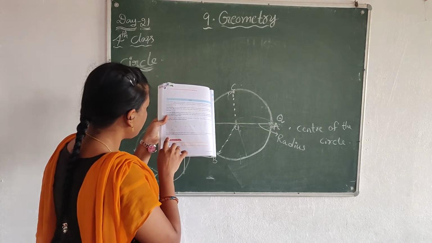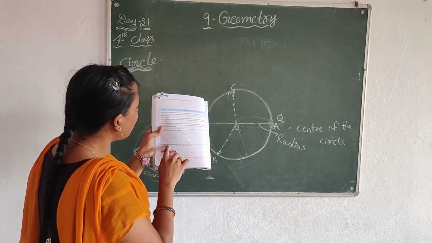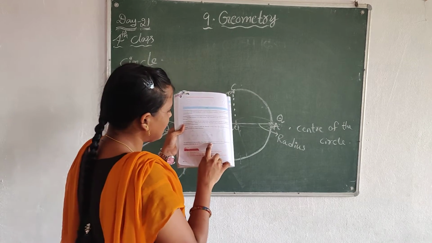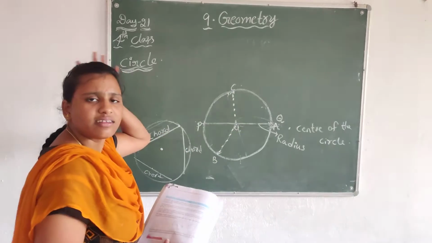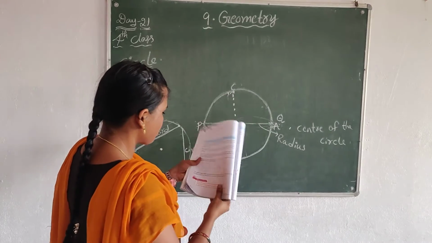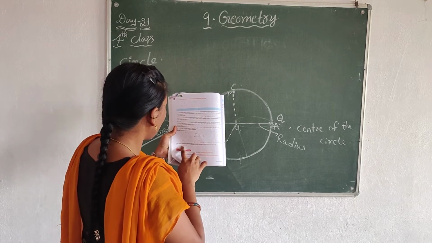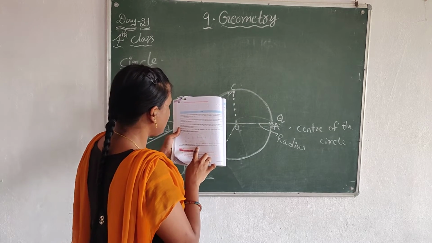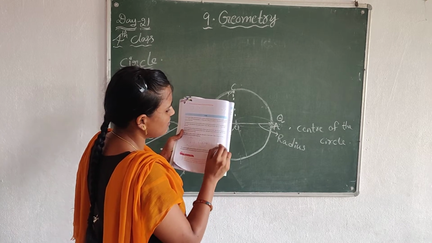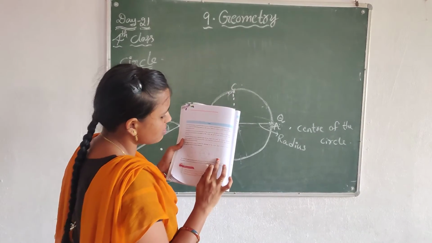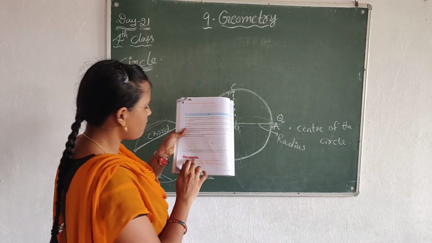Let's see some facts. Observe these circles. The total length of the boundary of a circle is called its circumference. Throughout the circle, that is called the circumference. Next, if P is a point on the boundary of the circle, we say that P is a point on the circumference. So, this point P is on the circumference of the circle.